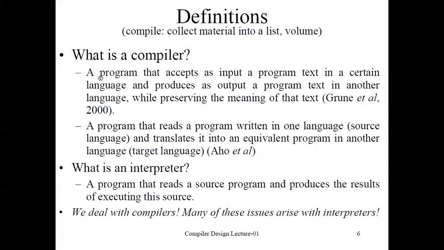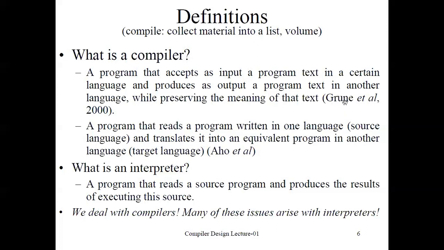So here we are writing a program in one source language which accepts input as a program text. Then it produces as output a program text in another language. Suppose you have written your program in C language, then it produces output not in C language but in another language, like a machine level language or some assembly language. During this translation, the compiler should preserve the meaning of the source text.